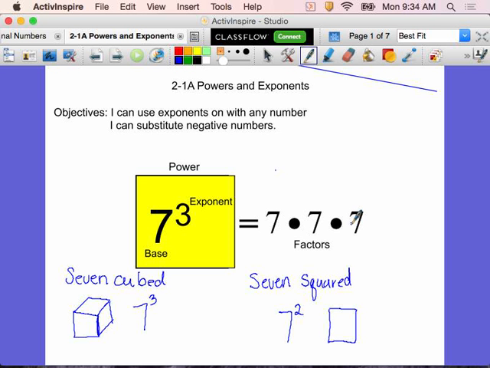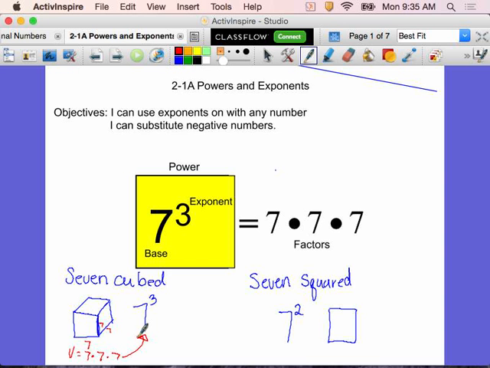Okay, and then remember there are many ways to read a power: 7 to the 3rd power, 7 to the power of 3, or 7 cubed. Remember that cubed is a thing because we're talking about the volume of a cube. A cube would have all side lengths of 7, so to find the volume would be 7 times 7 times 7, which is 7 cubed.